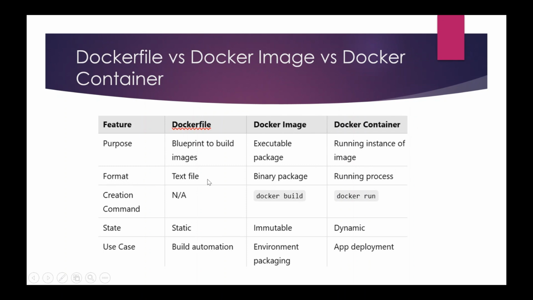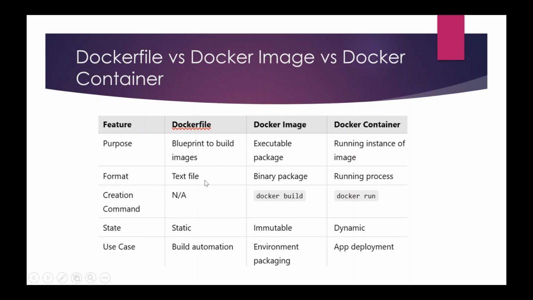And the format is a text file for the Dockerfile. The Docker image is a binary package, and it will have all your code, libraries, dependencies, everything inside one single image. Okay, you don't have to do anything, just run this image and all the binaries and dependencies will be placed inside this container, and your application will be running successfully. Okay, so this is nothing but a running process inside the virtual machine, or that can even be the physical machine.